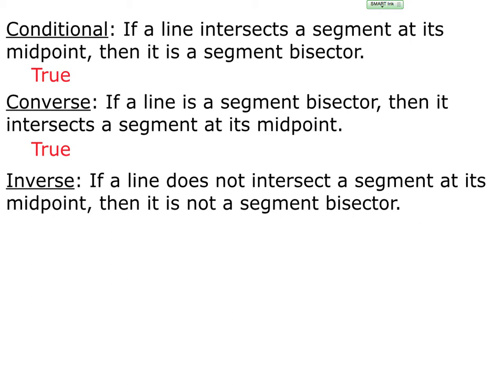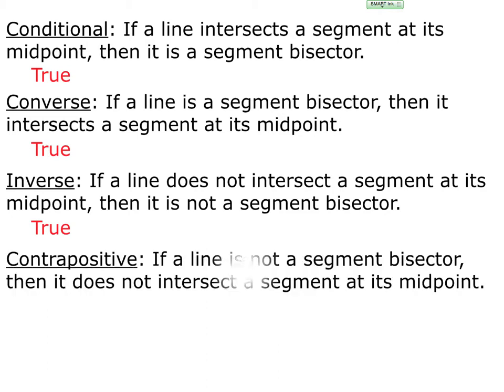Now, if you're wondering, this one is logically equivalent to the converse. So since the converse was true, this one would be true also. And the contrapositive: if a line is not a segment bisector, then it does not intersect a segment at its midpoint.